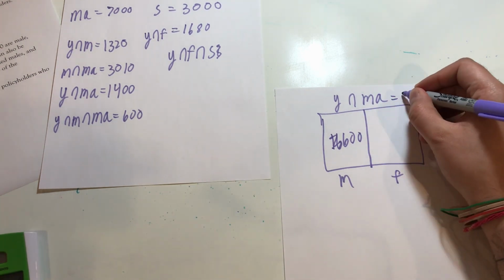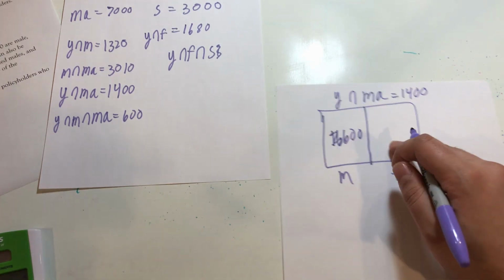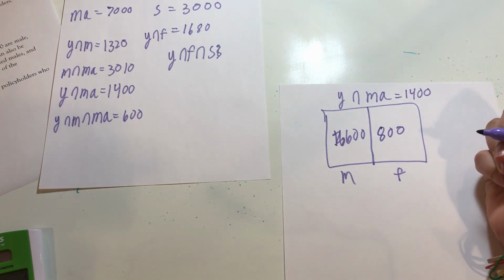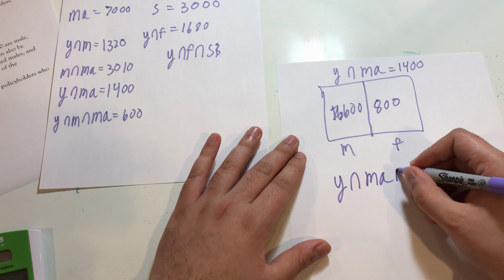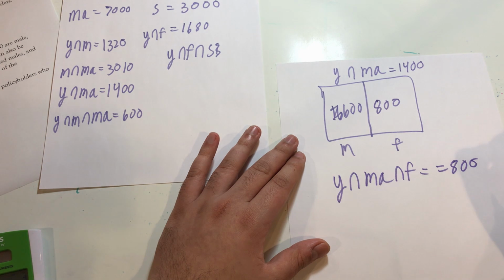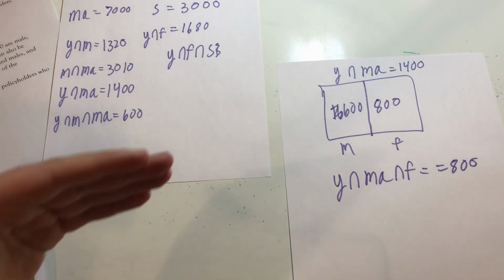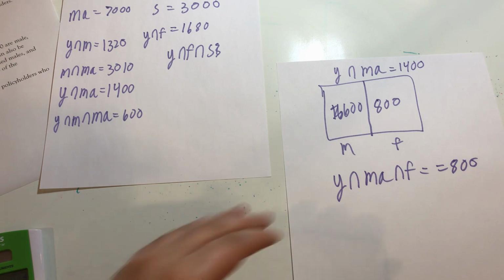Well, if this is equal to 1,400, that means this must equal 800. Okay, so we have young, married, and female equal to 800. Now, here's the last bit of information we need. And this is why this is a weird problem. I'm doing it in a systematic way, but it's not like I've seen this exact type of thing before, right?